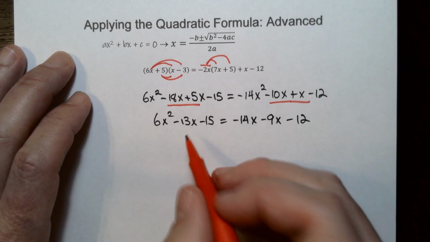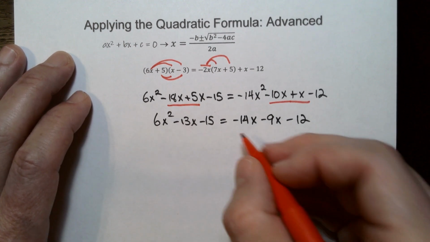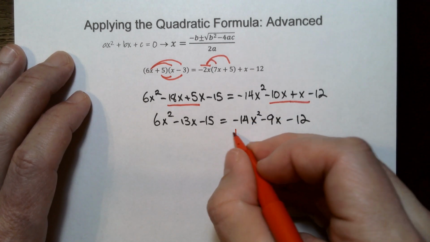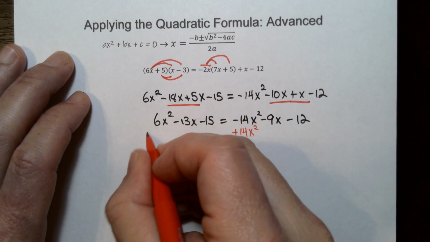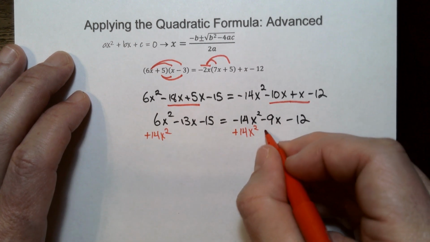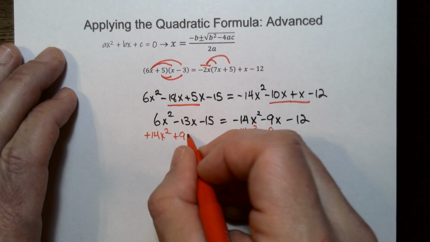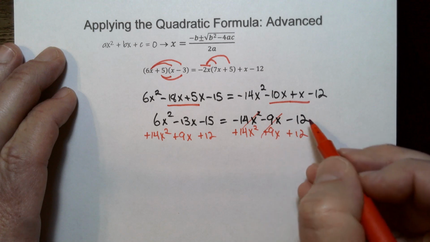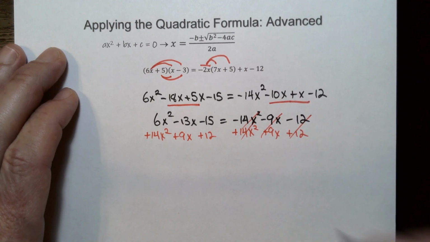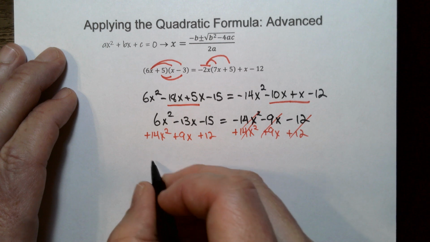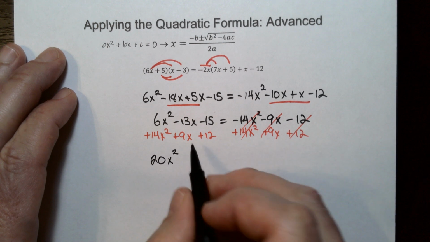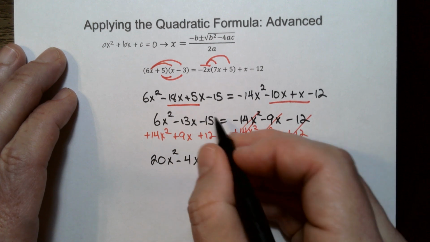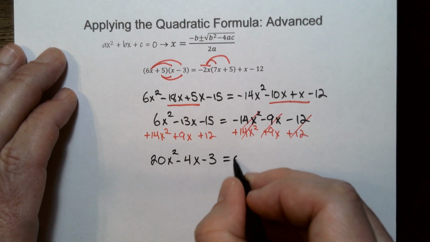Okay, so I'm going to move everything over to this side. So all this stuff will move over. So whoops, I forgot to put the square on this, didn't I? So I'll add each one of these terms. Here's the plus 14x squared to both sides. Here is the plus 9x to both sides. And here is the plus 12 to both sides. Okay, it'll cancel out all of this and leave a 0 on the right side. Over here, we add those two, you get 20x squared minus 4x, it's these two, and then minus 3. And on the right side, we have 0.